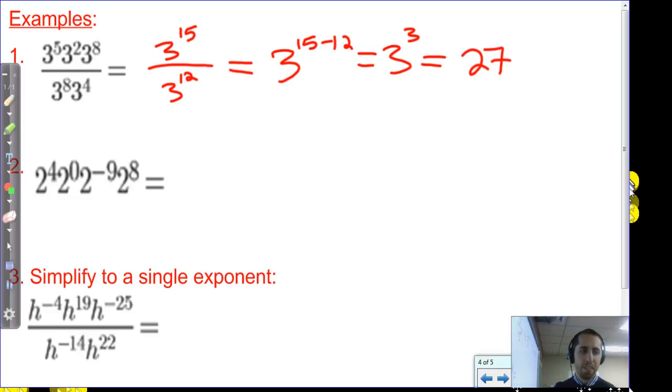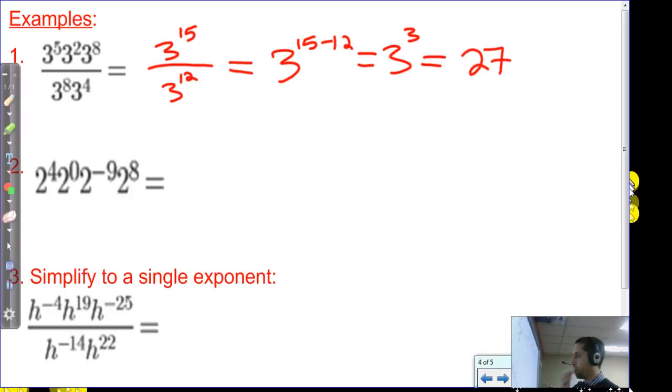Second set to look at: 2 to the 4th times 2 to the 0 power times 2 to the negative 9th times 2 to the 8th. Now some people, the first thing they're going to want to do is take that 2 to the negative 9th, turn that exponent positive by putting it below the fraction bar, by reciprocating it, and that works. Or we could just still add them all.